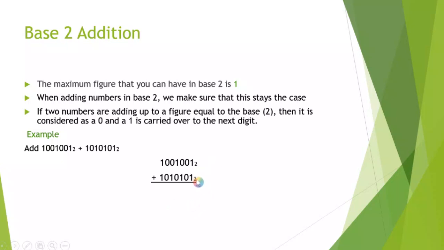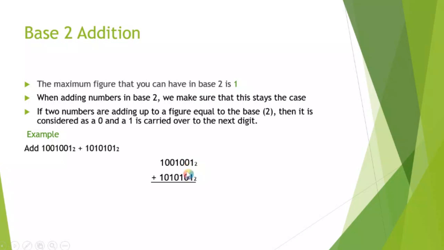So let's start here. If two numbers add up to a figure equal to the base, then it's considered a 0, and a 1 is carried over to the next digit. We start from the rightmost digits. We have 1 and 1, which gives us 2. But this is base 2, and we're not supposed to have a 2 or any number larger than that in base 2. So since this equals 2, you write 0 below here. After we've written our 0, we carry a 1. That 1 goes to the next digit.